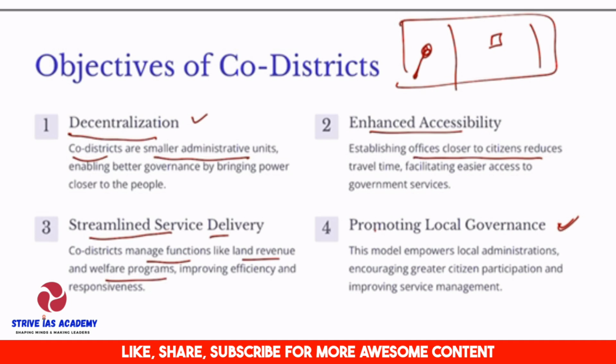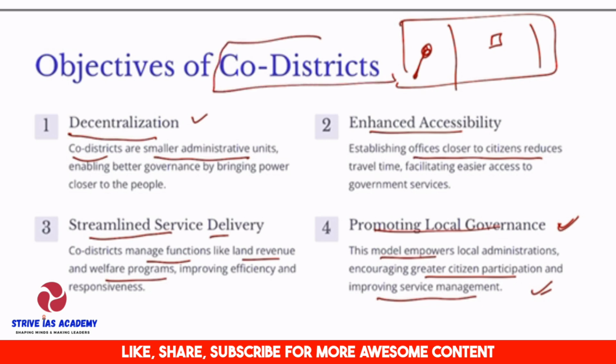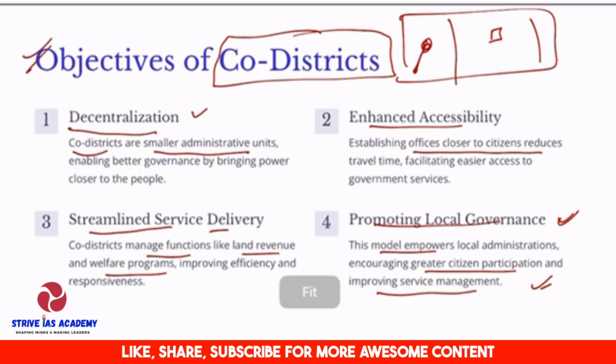Now it will promote the local governance also. The model will empower the local administration to encourage greater citizen participation and involvement in service delivery management. So all these things will be very effective, very good, in the sense that this co-district model will be implementing all those things. That is why this co-district model has been proposed as a revolutionary step in the direction of governance within the country.